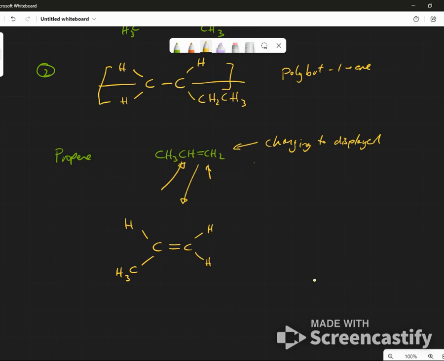So now what I've got to do is get rid of one of these bonds and redraw the continuation lines. And there. And this is polypropene.